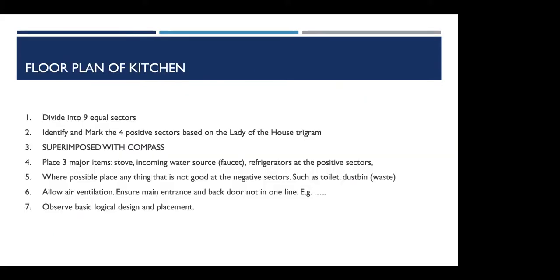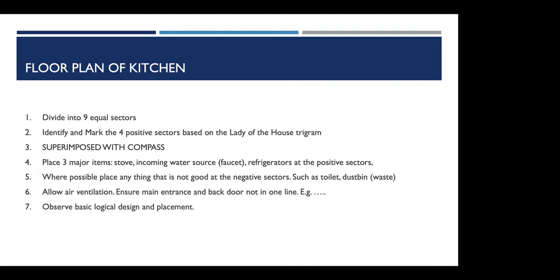Okay. So therefore, when you go into the kitchen, first, you divide the kitchen into 9 equal sectors, like our magic square. And then from there, we identify and mark the 4 positive sectors based on the magic square that we did earlier on. You remember the circle with the color one? The same thing applies to the kitchen. Yes. And of course, this is based on the lady of the house. The man of the house is now jobless. He's going to come back to the hotel and stay only.